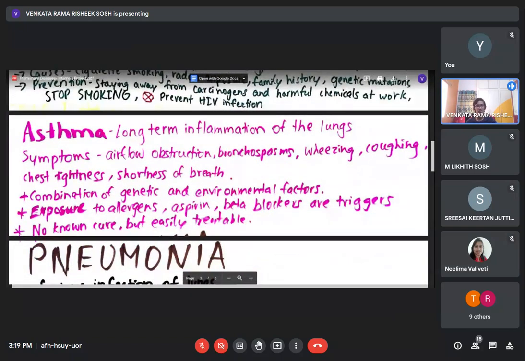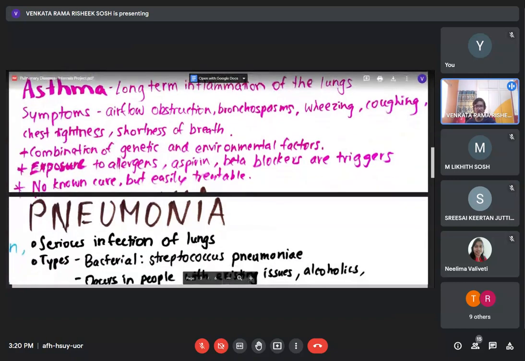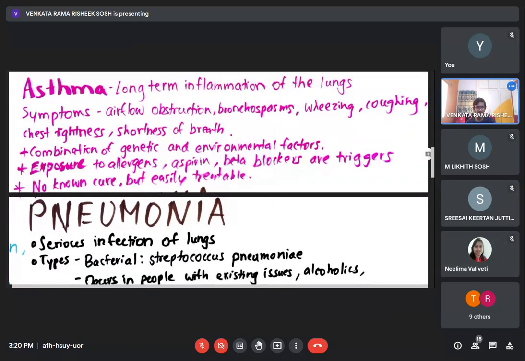Coming to asthma. I've used inhalers, which are basically different gases which can help in free breathing. Basically it's a long-term inflammation of the lungs. The symptoms are airflow obstruction, bronchospasms, wheezing, which is a sound when you're breathing, and mucus, chest tightness, shortness of breath, and coughing. A combination of genetic and environmental factors is known to be the major cause for asthma. Exposure to allergens, and drugs like aspirin and beta blockers, are major triggers of this disease too.